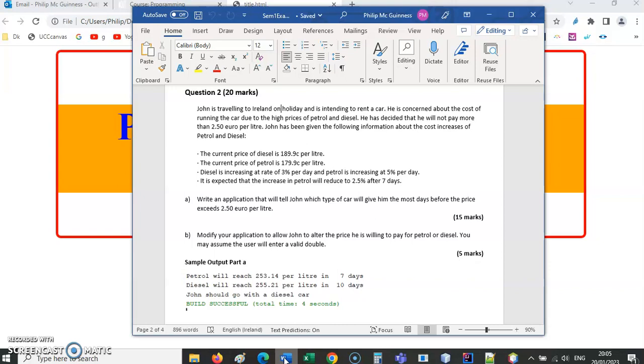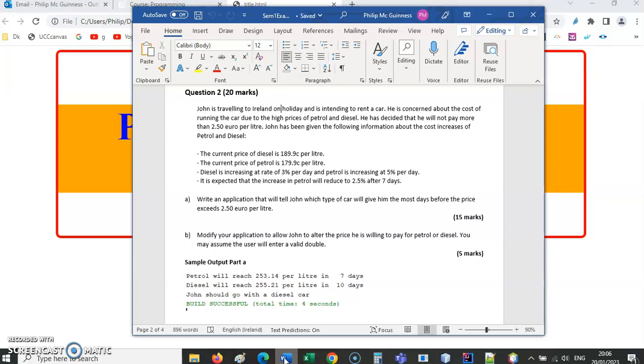So there's a lot going on here day by day. The situation may change. John needs to know how long it's going to take before the price exceeds 2.5 euros per litre. Now you need to be careful here because the price of diesel and petrol is in cents per litre, but in part A the price limit is 2.5 euros per litre. So you need to standardize them. You can either make them all euros per litre or all cents per litre. Either way is fine.